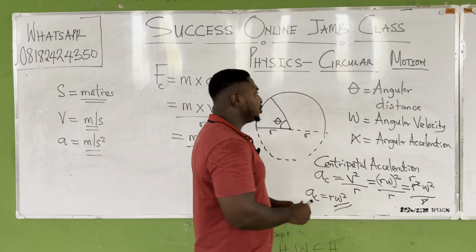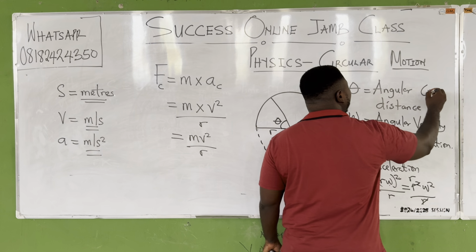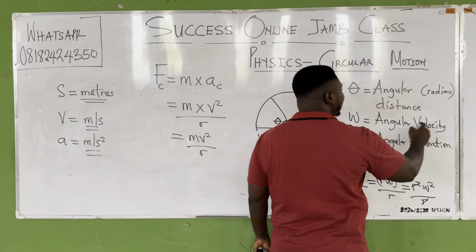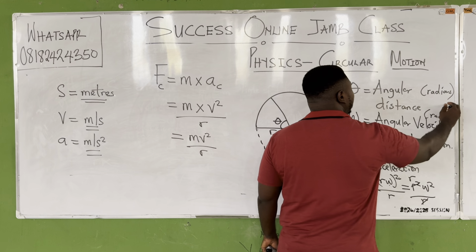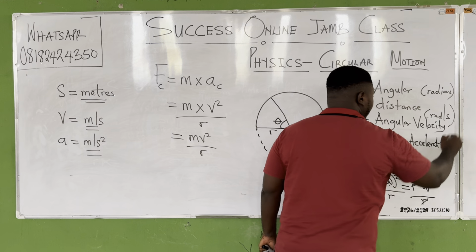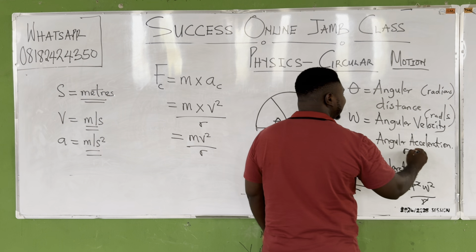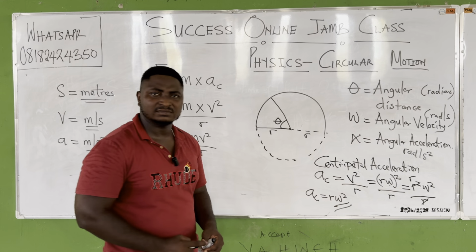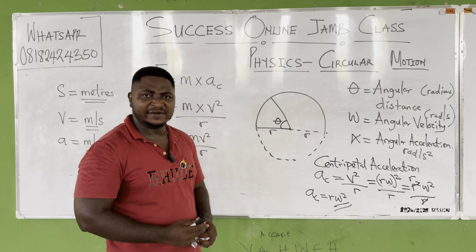The units change. The unit for the angular distance is radians. The unit for the angular velocity is radians per second. And the unit for the angular acceleration is radians per second squared. Please take note, very, very important.